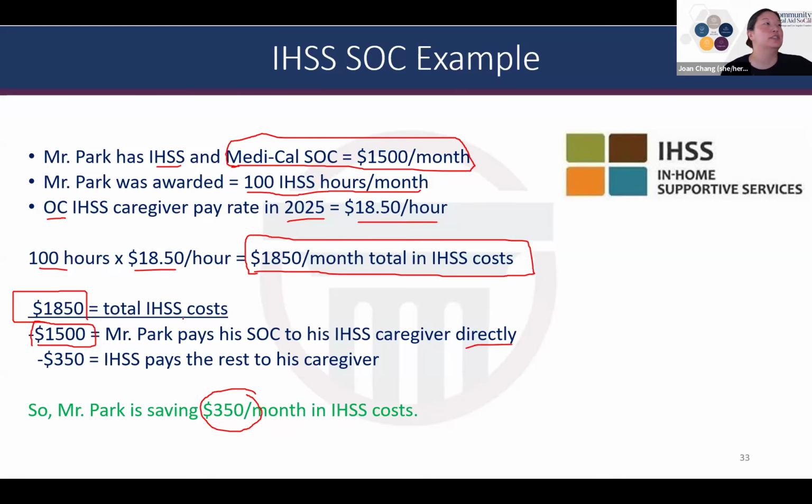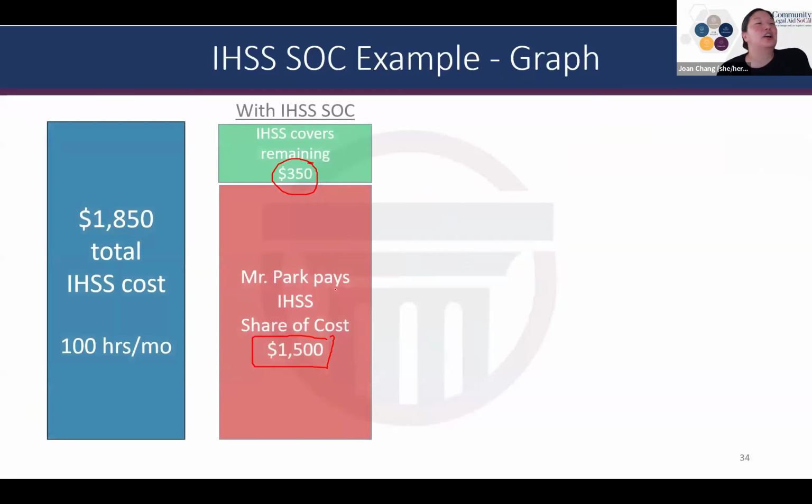If you're an OC resident, give us a call. But in this example, Mr. Park had 100 hours, so his total cost happened to be more than what his share of cost was. Yeah, because I believe he only has 64 hours approved a month. I don't know if I have to do the math, or if it reaches that threshold. Yeah, call you guys for sure. Yes, please. And there might be ways.